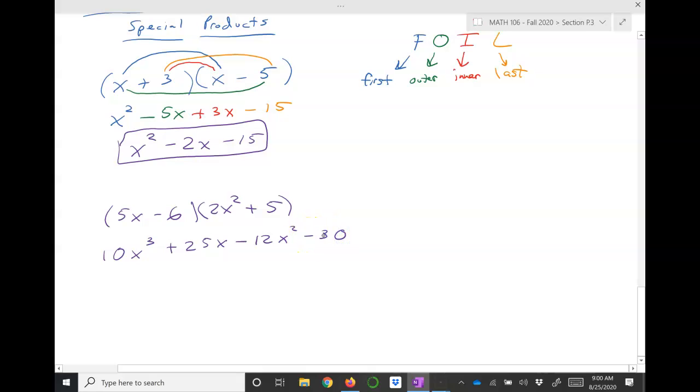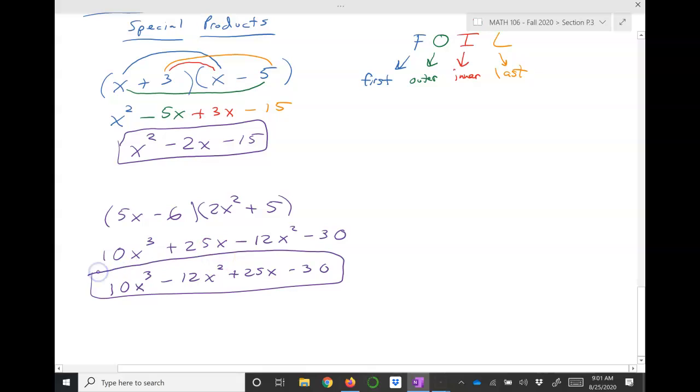Now that's fine if you don't want to put them in order, if you think you did it right. But just because I told you to do the highest order to the lowest order, I would rewrite this like this. Okay. So hopefully that was a little review of FOIL.